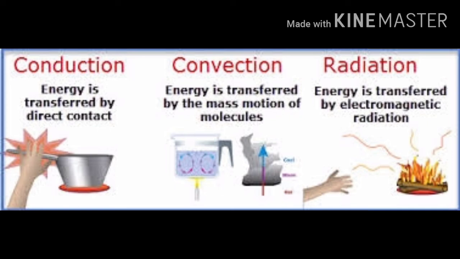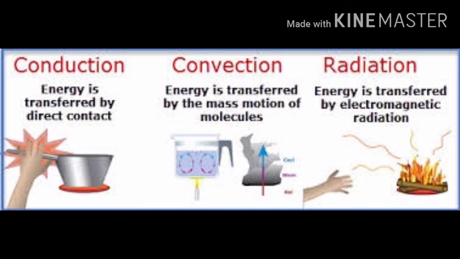The third difference is, in the conduction process the heat transfers in a straight line in one direction. In case of convection, the transfer of heat takes place in upward and downward directions. And the radiation process takes place in all directions. The heat is transferred in all directions.